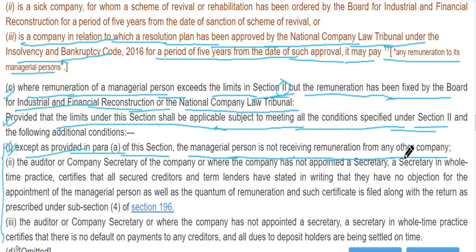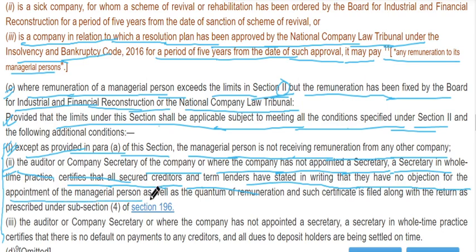And the next additional condition: the auditor or company secretary of the company, where the company has not appointed a secretary, a secretary in full-time practice certifies that all secured creditors and the term lenders have stated in writing that they have no objection to the appointment of the managerial personnel, as well as the quantum of remuneration, and such certificate is filed along with the return as prescribed under subsection 4 of section 196.